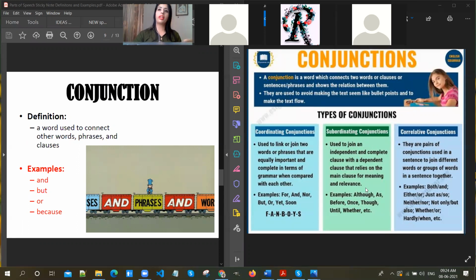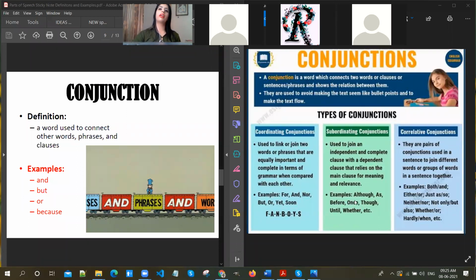If you have a notepad or notebook with you, kindly write down. Subordinating conjunctions are the conjunctions that are used to join an independent and a complete clause with a dependent clause that relies on the main clause for meaning and relevance. So this is basically the rule of a complex sentence. When you make a complex sentence, one sentence should be independent, right? And one or more sentences can be dependent on it. In that case you will be using subordinating conjunctions.